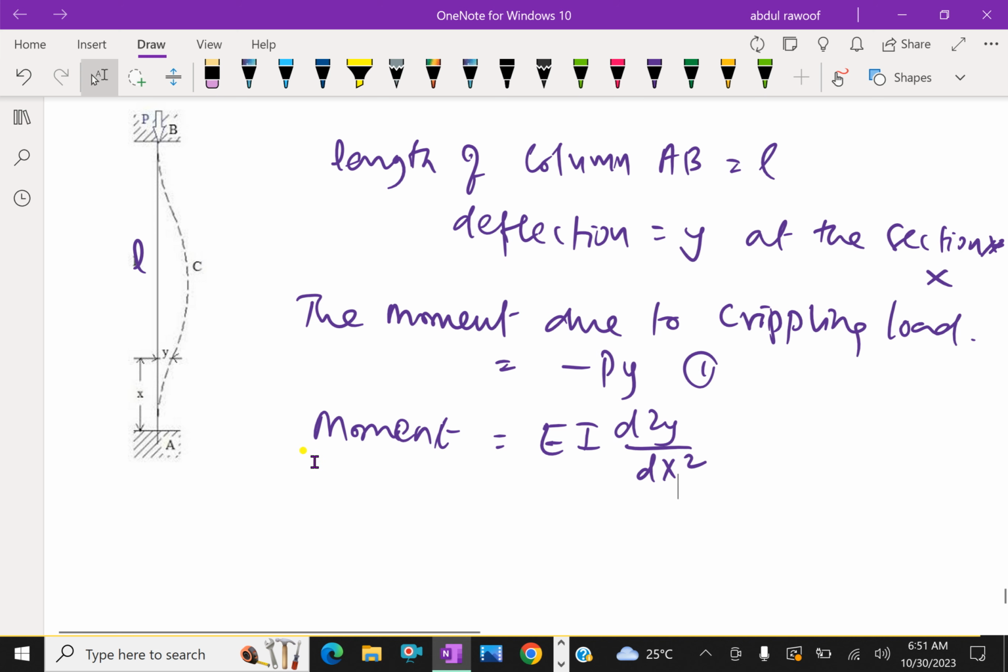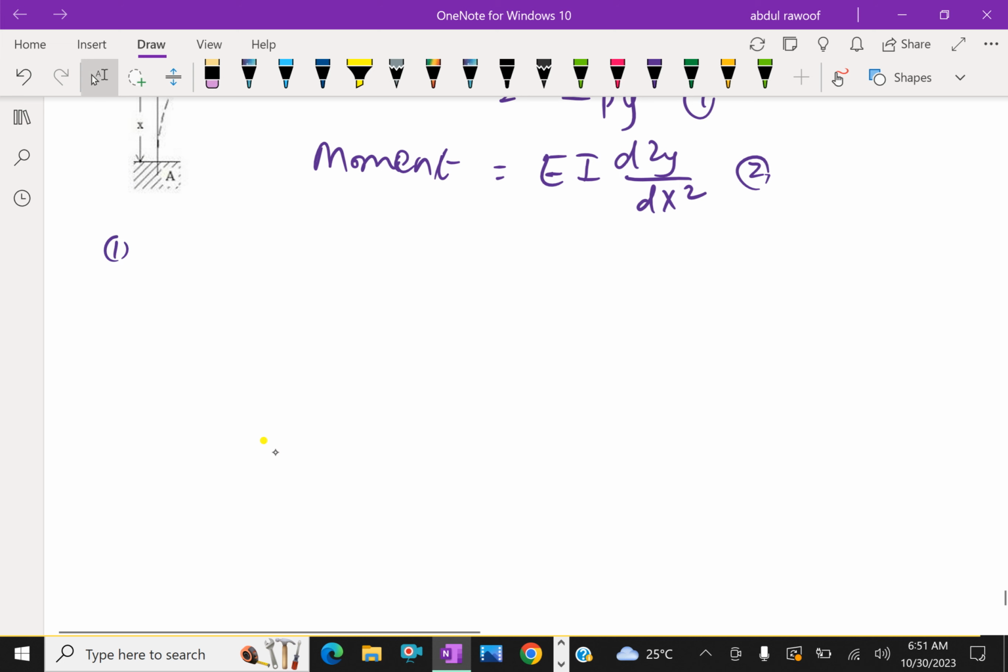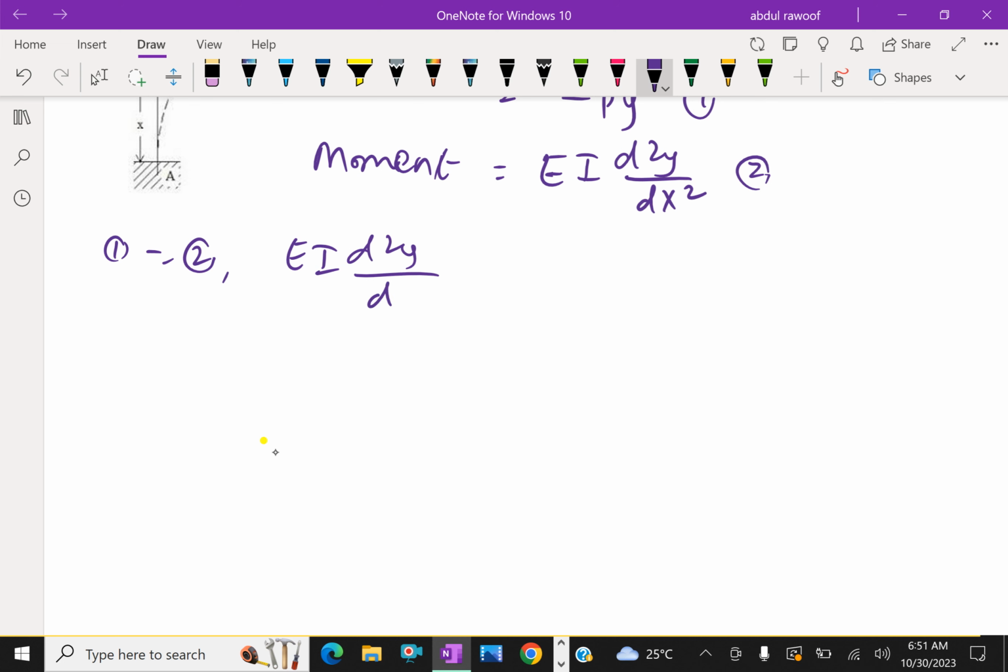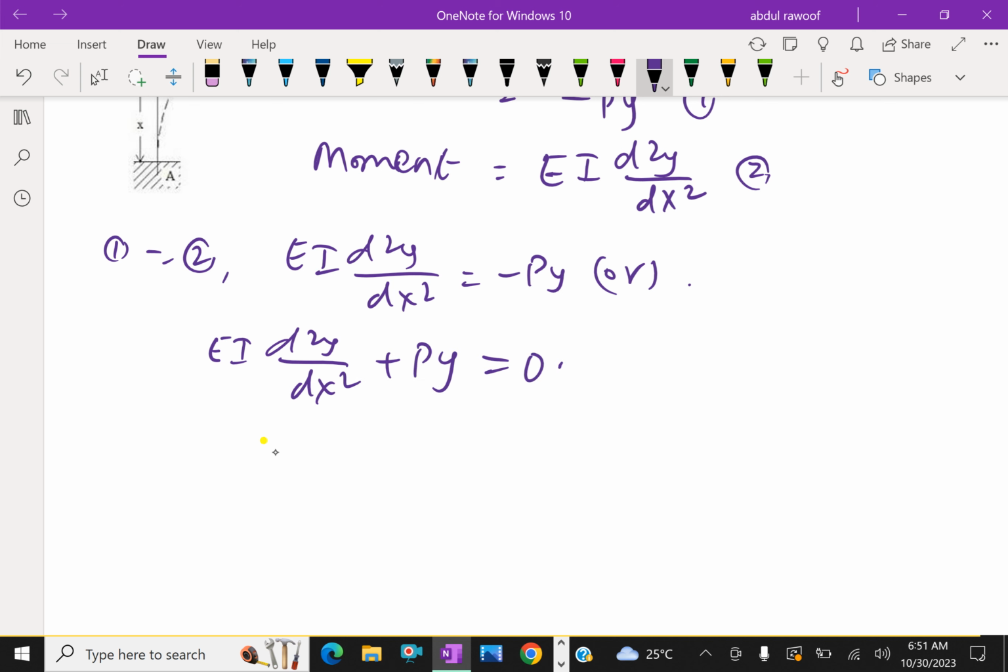Equating these two expressions, we have EI d square y by dx square equal to minus Py, or collecting one side, EI d square y by dx square plus Py equals 0, which is the second degree differential equation for crippling load.